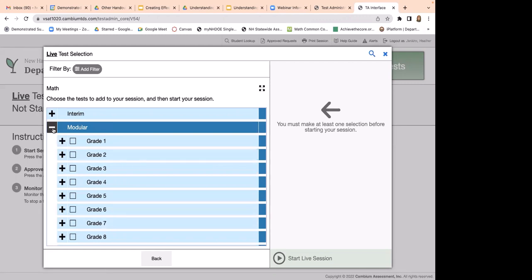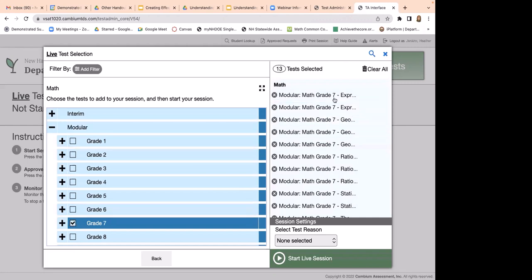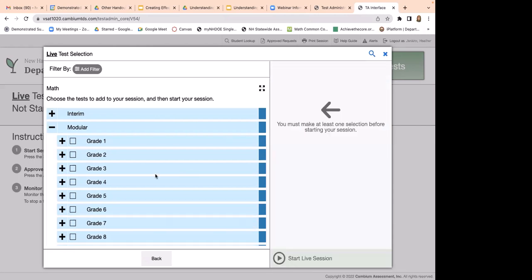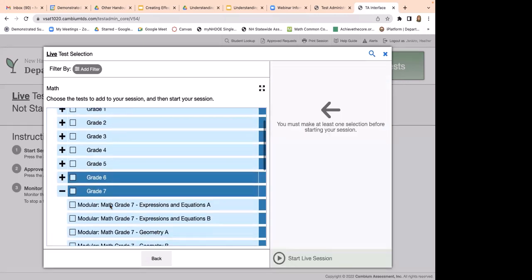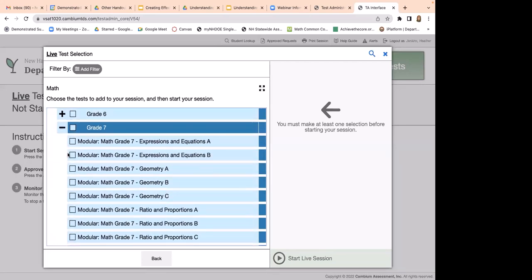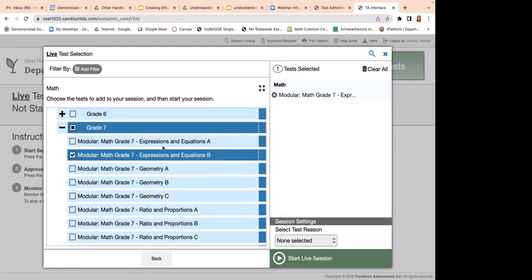Rule of thumb, if there is a plus symbol, use the plus symbol, because if I just say I want 7th grade and I click on this, it gives me every single modular for 7th grade. So when the students log into this active session, they could go into any one of those. So we typically just want one, so I can just clear that. I'll use the plus. Maybe I want to use the expressions and equations B. And then I've got it right over here. This tells me which particular modular I am going to administer.